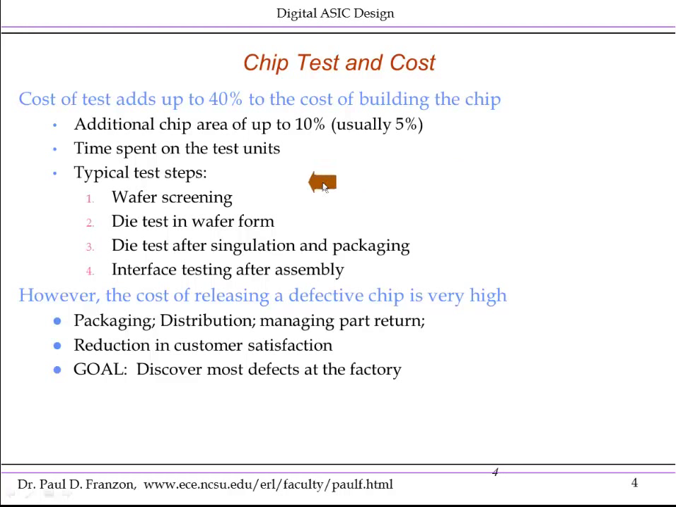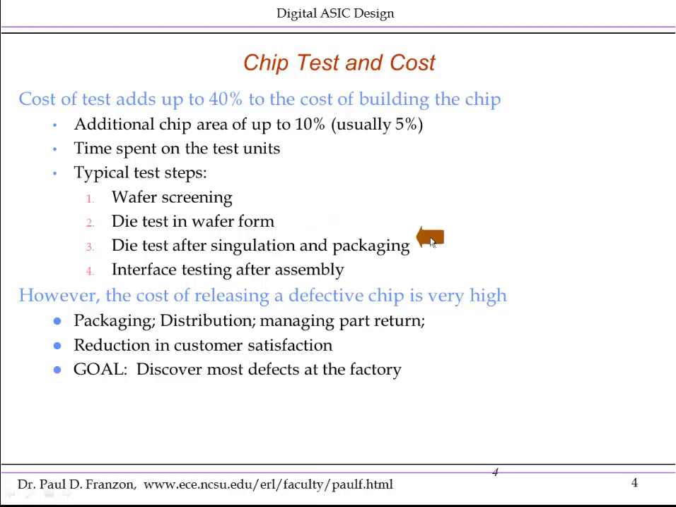So these are typical test steps. Sometimes before going to that big tester I showed in an earlier page, you go through what's called wafer screening. This is just to detect wafers that are completely out of spec and don't need to be tested further. And this is usually a very simple test using one of the test monitors that are part of the wafer. Then we go through die tests in the wafer form. This is the biggest cost adder, and that's what's being done on the machine that I showed in the earlier slide. After that, we dice out the chips, singulate them into individual chips, and package the ones that are good.